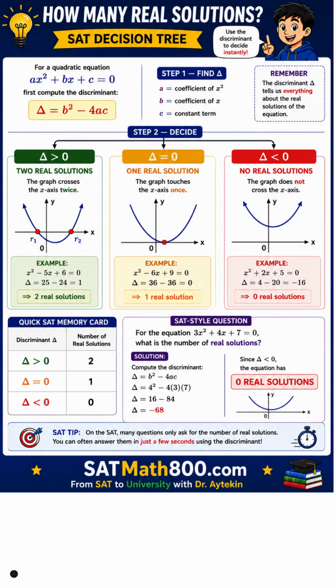We just plug them into the delta formula. Here we found delta is equal to minus 68, which is negative. And therefore we pick zero real solutions in this case.